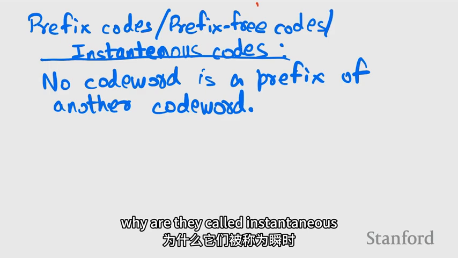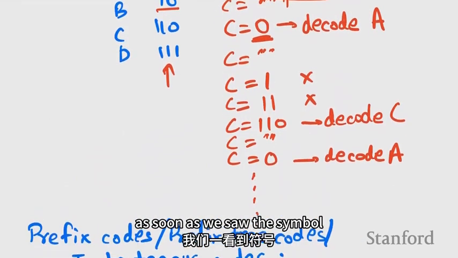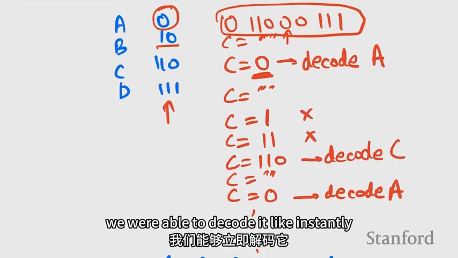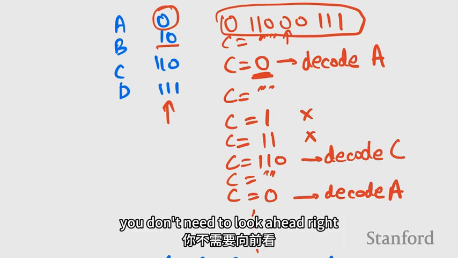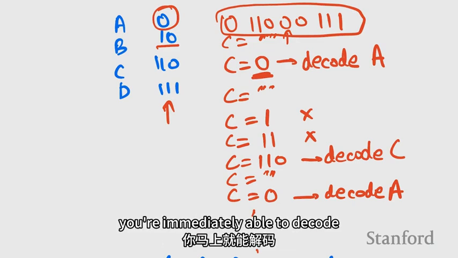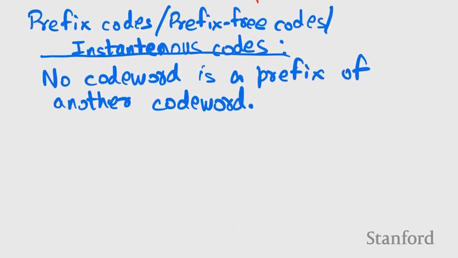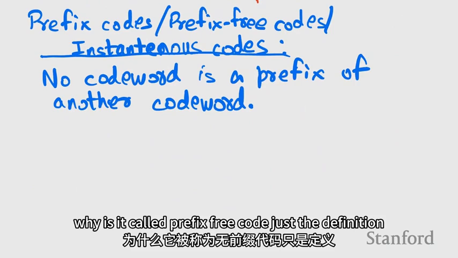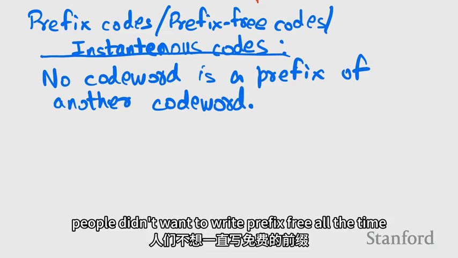Why are they called instantaneous? We just saw that property, right? As we were trying to decode, as soon as we saw the symbol, we were able to decode it instantly. We saw 0, we decoded A. We saw 110, we decoded C. You don't need to look ahead. You can do it in a more streaming way. As your bits are coming in, you are immediately able to decode. That's why it's called instantaneous code. Why is it called prefix-free code? Just the definition. Why is it called prefix codes? I think just people didn't want to write prefix-free all the time.